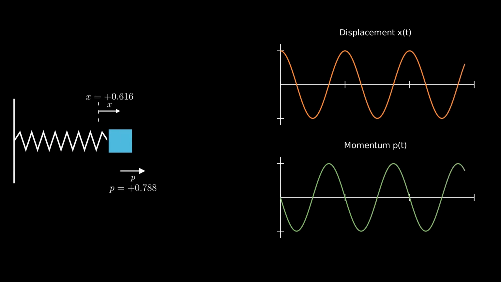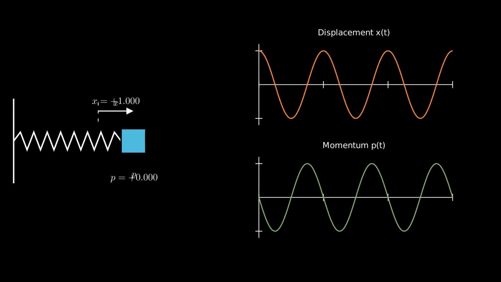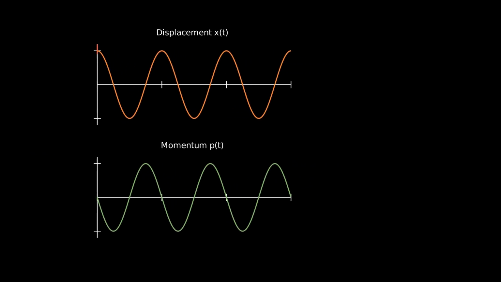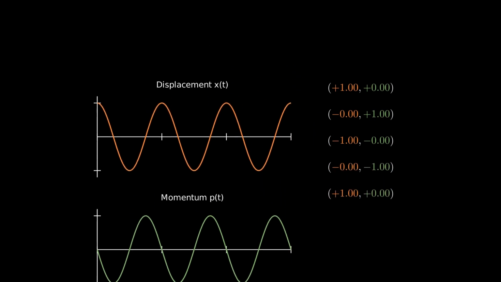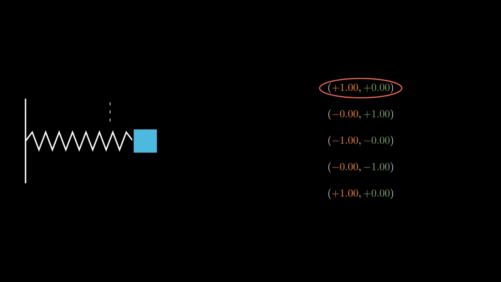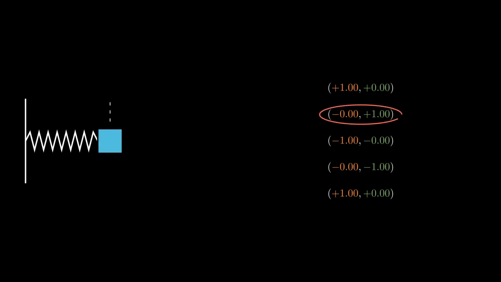Notice how if you took any point in time, there's always a value of x and a value of p. So let's take a few values of time and take the corresponding x and p values. Just from these values alone, we can learn a lot about the state of a system. When the displacement is maximum and the momentum is zero, we know the mass must be at a turnaround point. And when the momentum is maximum and the displacement is zero, we know the mass must be travelling through the equilibrium position.